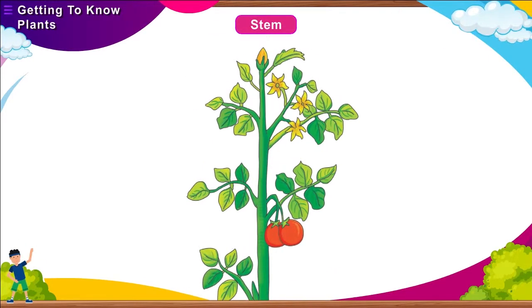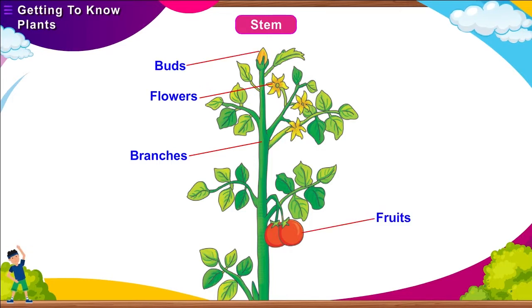Stem. The main part of the shoot system is the stem. The stem bears lateral branches, flowers, fruits, and buds. A stem has nodes which give rise to the leaves. The portion between two nodes is called an internode.